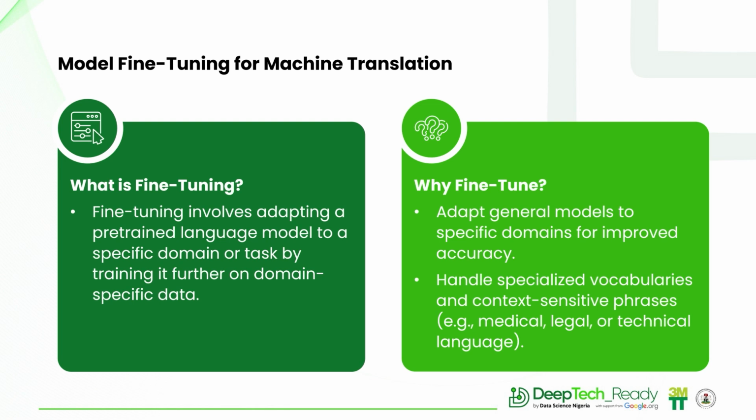Now, instead of training a model from scratch, which can be resource intensive anyway, we can start with a model that has already learned general language patterns through a process called fine-tuning. Fine-tuning is the process of taking a pre-trained language model and adapting it to a specific domain or task. Okay? As we do that, we continue training the model on that domain-specific data, allowing it to specialize in the target tasks such as medical translations or legal text.